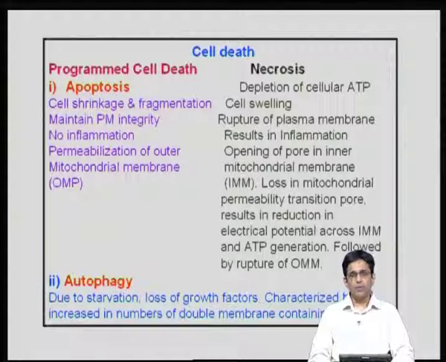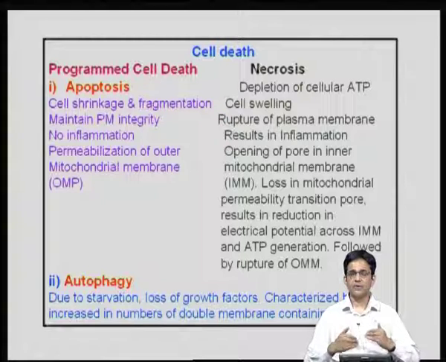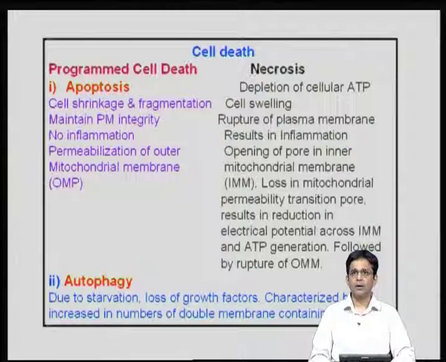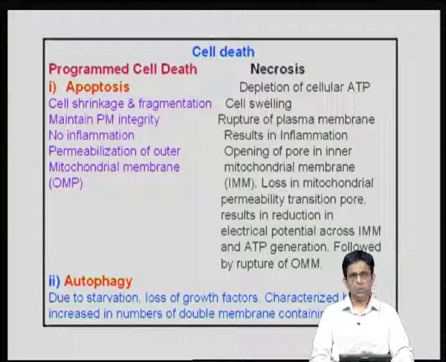The other important aspect about apoptosis is that you have permeabilization of the outer mitochondrial membrane. And again, this differentiates it from necrosis, where you have opening of the pore in the inner mitochondrial membrane, the mitochondrial permeability transition pore, as a consequence of which there's a reduction in the electrical potential across the inner mitochondrial membrane. Due to this, there is a severe loss in the generation of ATP, which, as I am sure you are familiar with, is the energy currency of cells. Following this, there is rupture of the outer mitochondrial membrane.